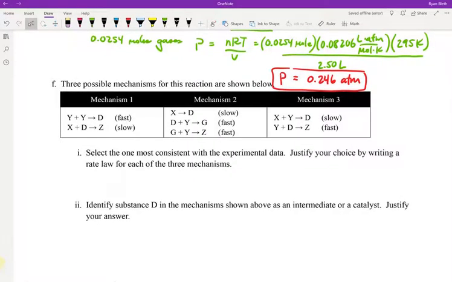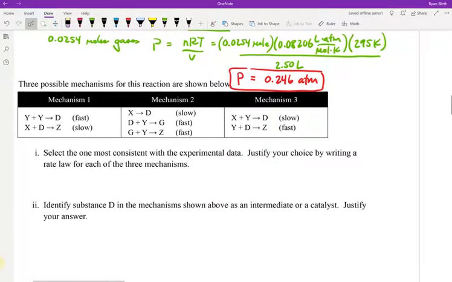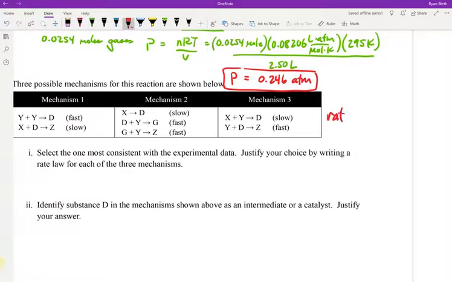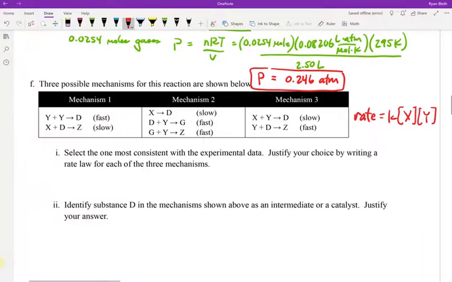Okay. 3 possible mechanisms for the reaction. Which one's most consistent with the experimental data? And remember, our experimental data, let's see, that was rate equals K times X to the first, Y to the first. First order for both X and Y. So which of those mechanisms would allow for that? Justify your choice by writing a rate law for each of the 3.